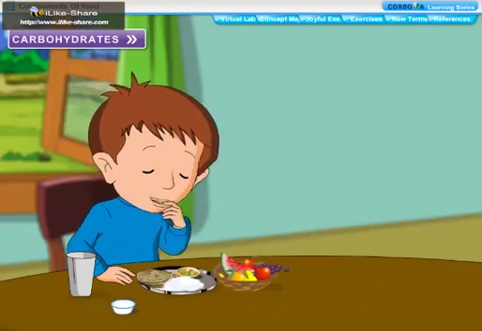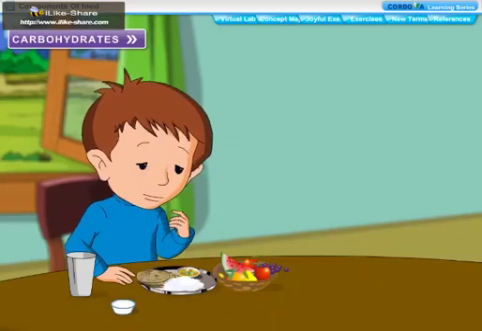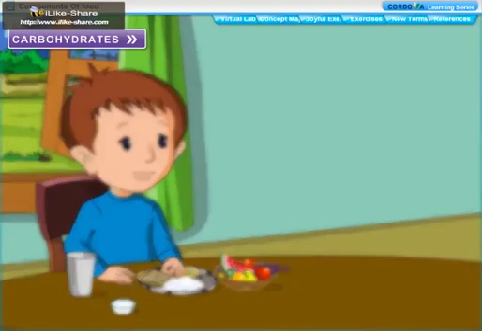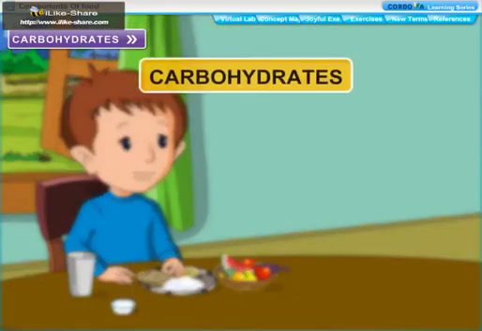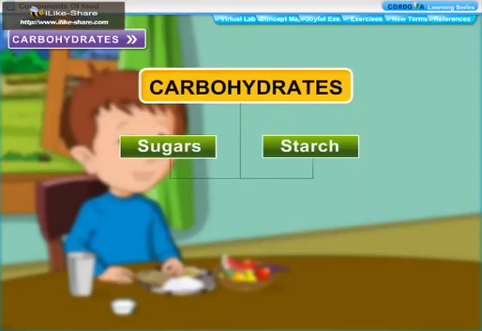Carbohydrates. Carbohydrates are the main source of energy for our body. Therefore, carbohydrates are called energy-giving foods. There are many types of carbohydrates. The main two types are sugars and starch.